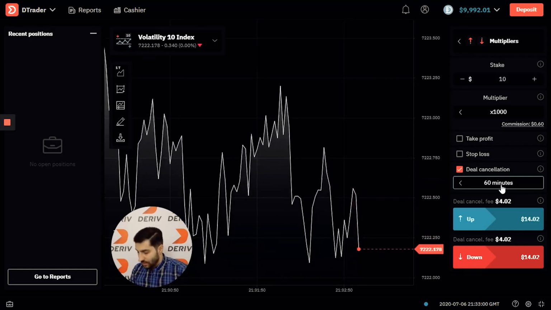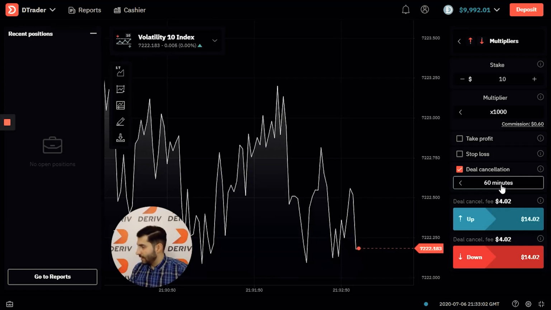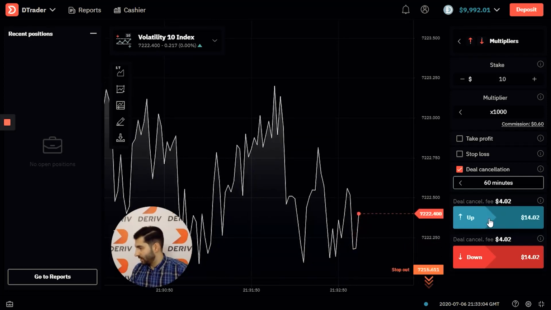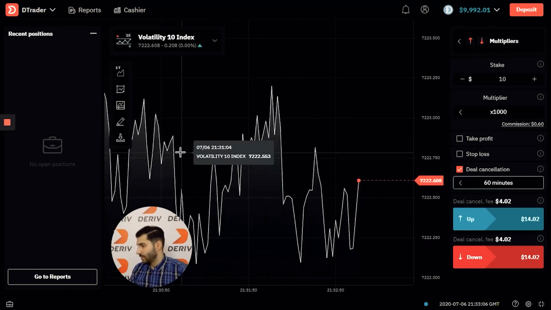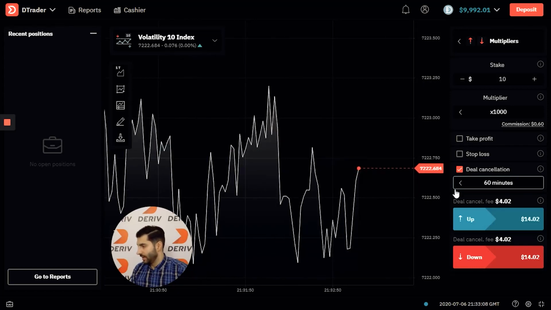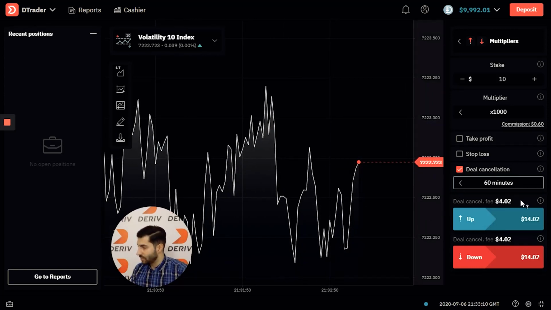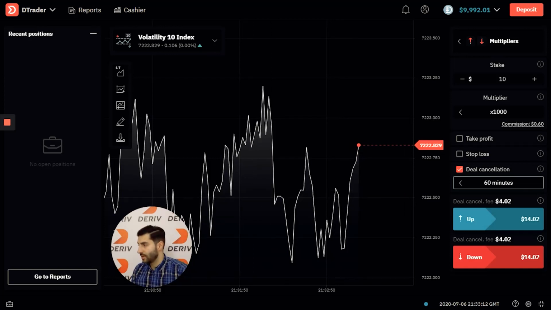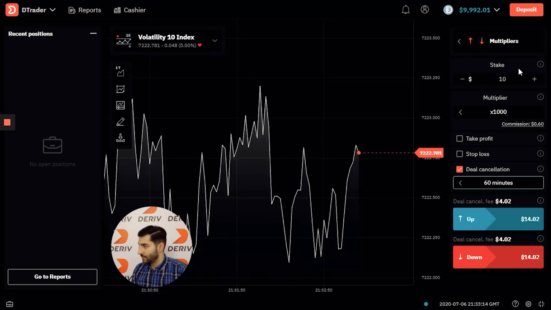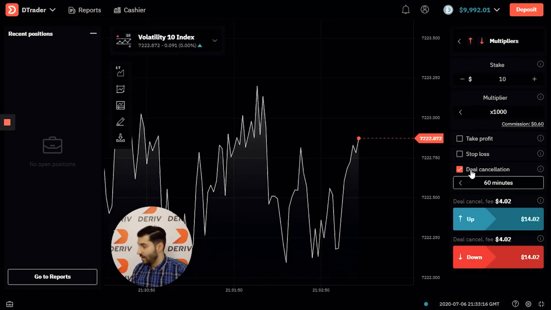One is deal cancellation. Deal cancellation basically allows you to, let's say I select an up contract here, and the market continuously moves against me. It allows me, at any point during this duration, to close the contract and receive my entire stake back. So I don't have to lose money there.